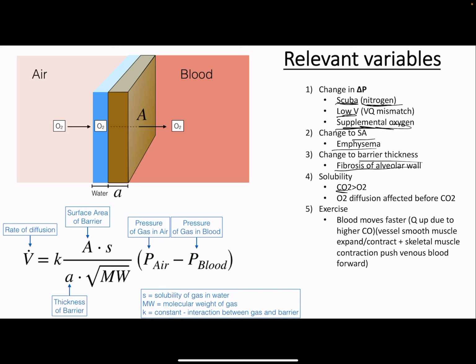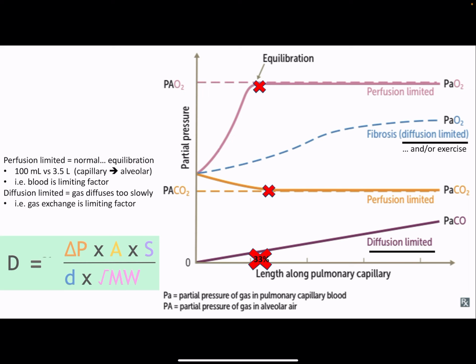And then exercise usually doesn't affect diffusion. You usually find it diffusing even a third of the way through the capillary of the alveoli, where we equilibrate all of the gases. But if you have an issue, then the exercise is going to exacerbate that issue. So again, normally things are perfusion limited. We have 100 milliliters of capillary gas and maybe 3.5 liters of alveolar gas. And so the capillary gas is going to completely bend towards the alveolar gas. The alveolar gas isn't going to change much.